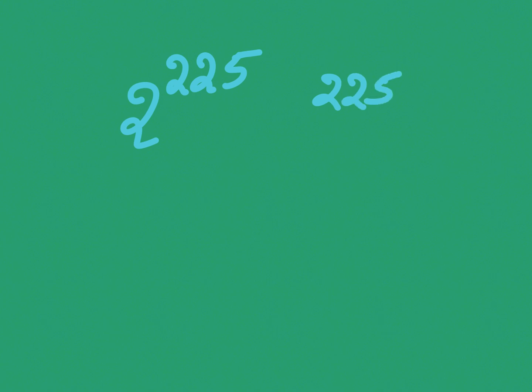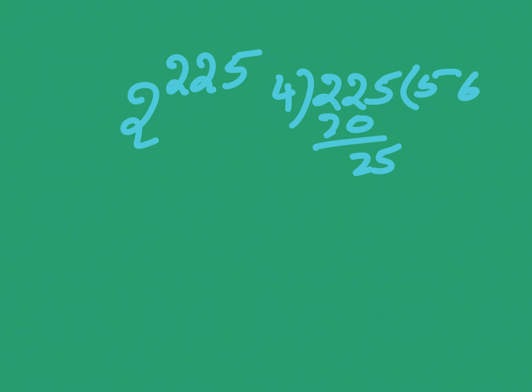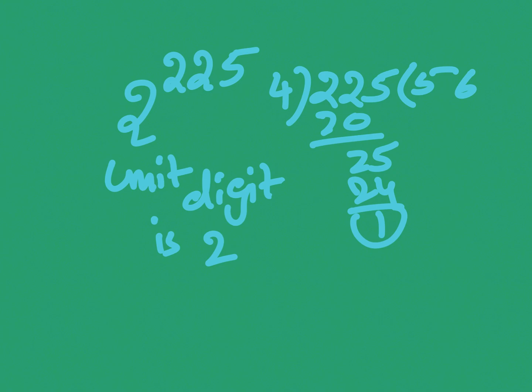One more example, 2 to the power of 225. 225 you can divide with 4. Actually, 4 5s are 20, remainder 2, write down 5. 4 6s are 24, 1 remainder means unit digit is 2.